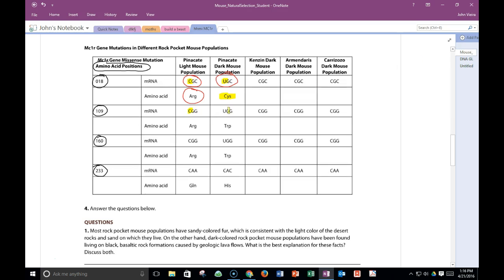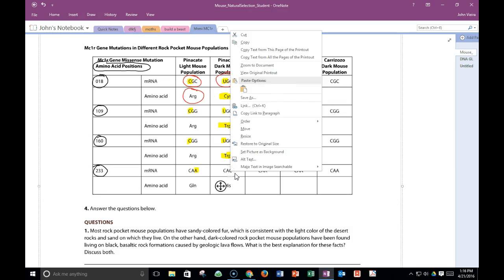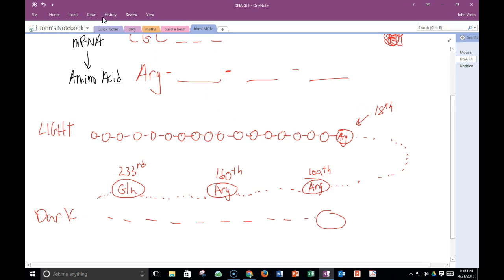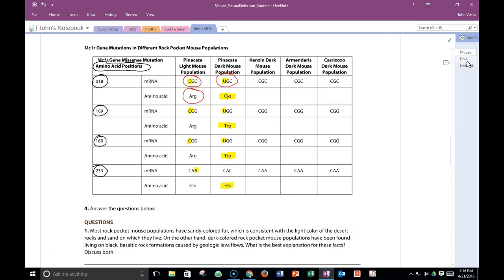Then there's another mutation on the 109th amino acid, which codes now for tryptophan. And then another mutation also codes for tryptophan. And then a fourth mutation, which codes for histidine. So if you look at the dark, this is what, cysteine? And then the 109th is what? Which one was it? Tryptophan?